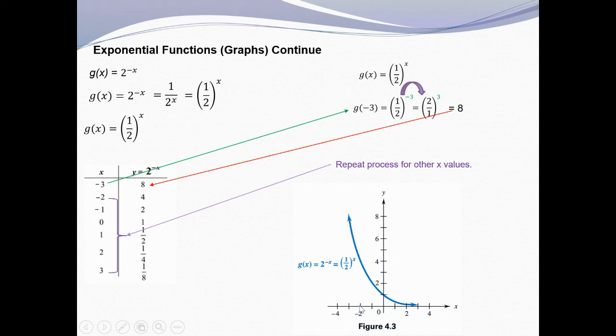When x is -2, it's going to give us 4. When x is -1, it's going to give us 2. When x is 0, it's going to give us 1 because anything to a 0 power will give us 1. When x is 1, it'll give us 1/2. When x is 2, it's going to give us 1/4, and it keeps going towards 0 for the x-axis.